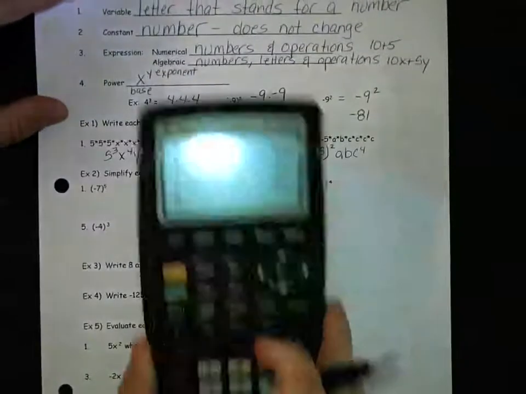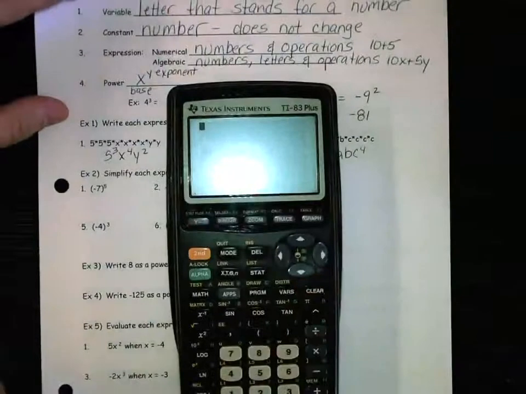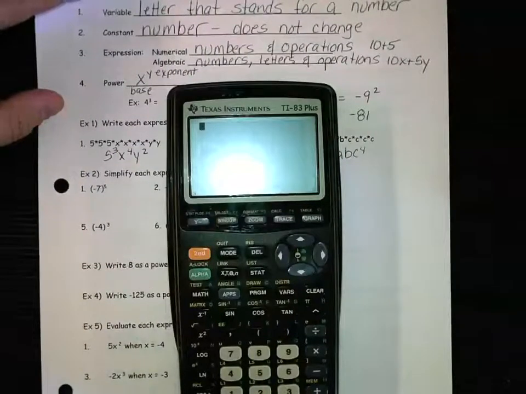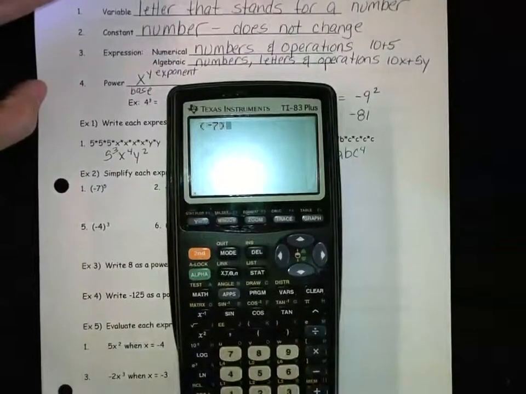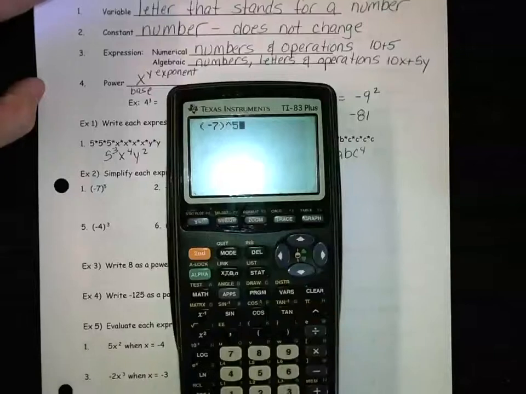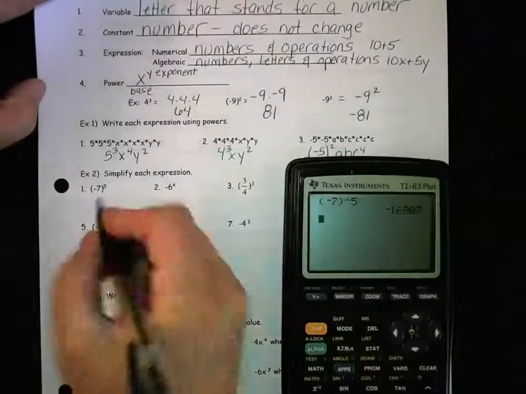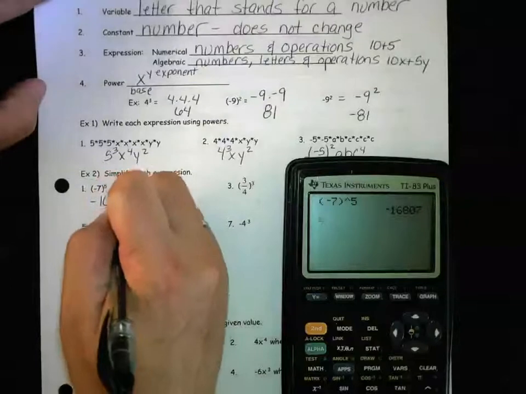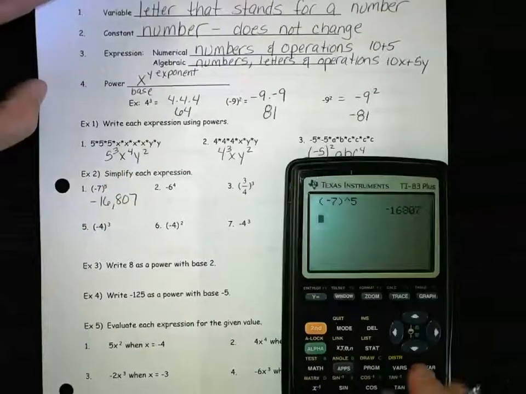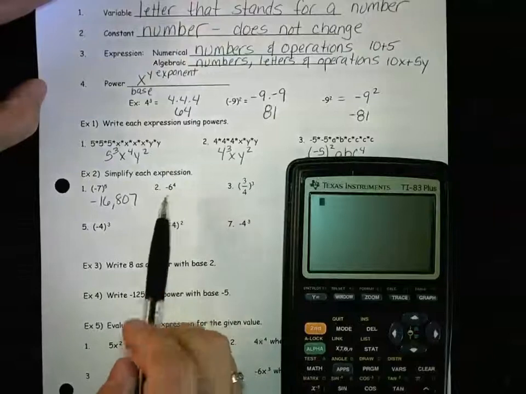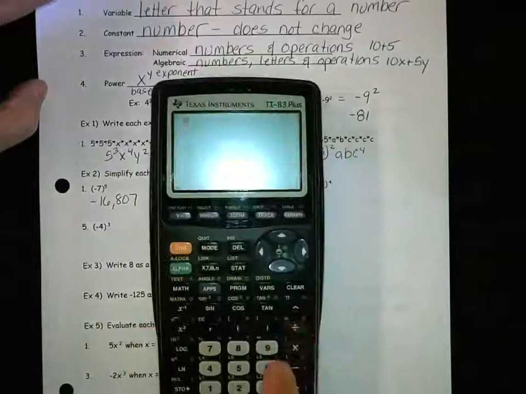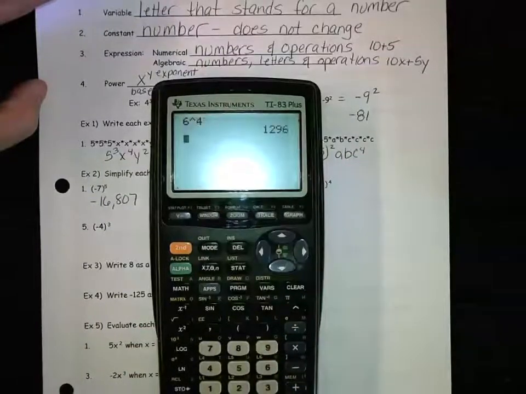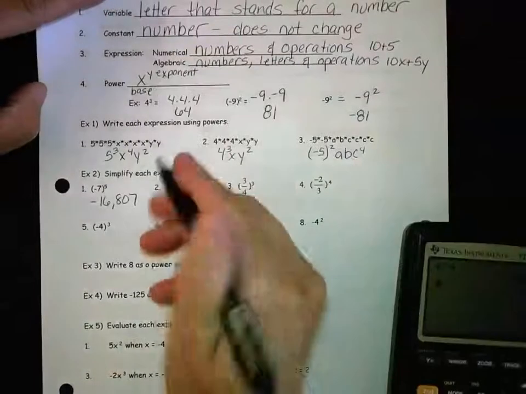Example 2. This means -7 times -7 times -7 times -7 times -7. And we will have parentheses, -7, up arrow, 5, which is -16,807. Number 2, we do 6 to the fourth power, and then we put the negative in there. 6 to the fourth power is 1,296, and then we do the negative.